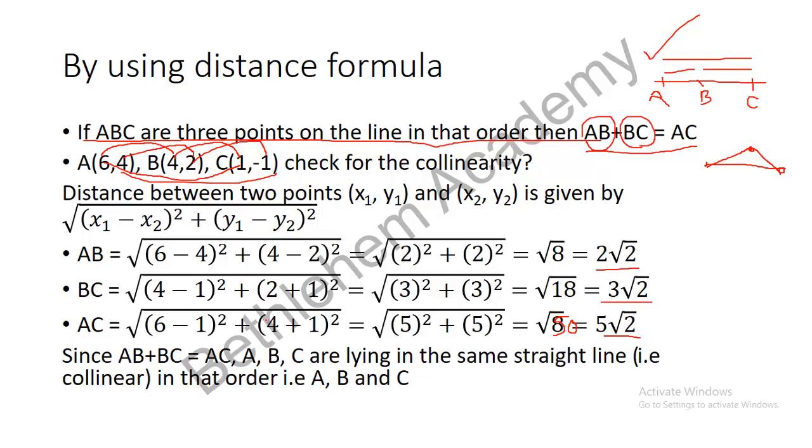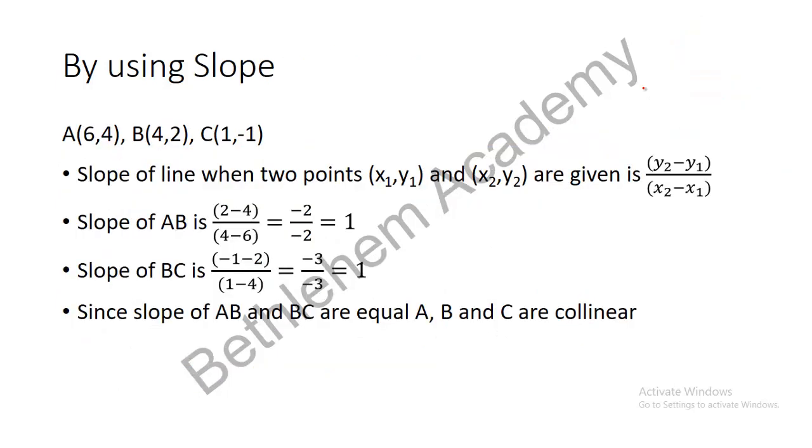So that means since AB plus BC is equal to AC, A, B and C are lying on the same straight line, or they are said to be collinear, and in that order, that is A followed by B and then followed by C, they will lie on the same straight line, that is collinear. So this is how we will check the collinearity of the points using the distance formula. The other method is by calculating the slope.